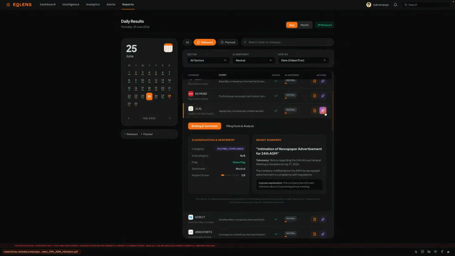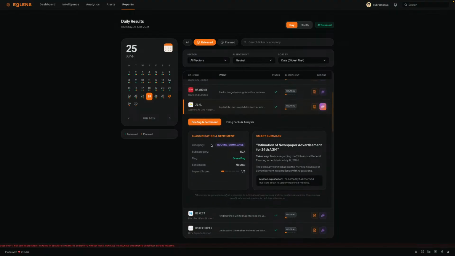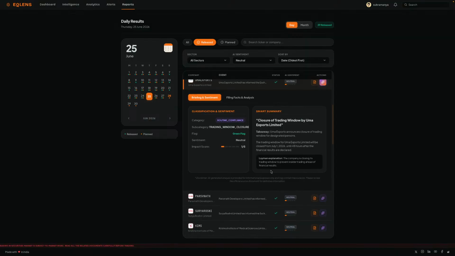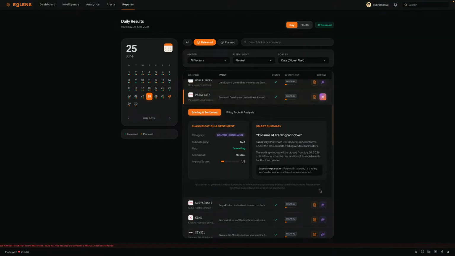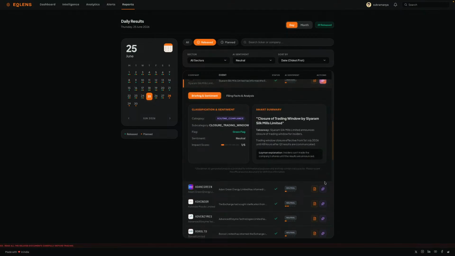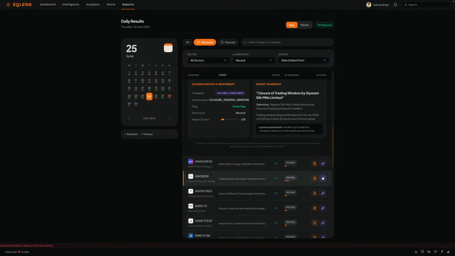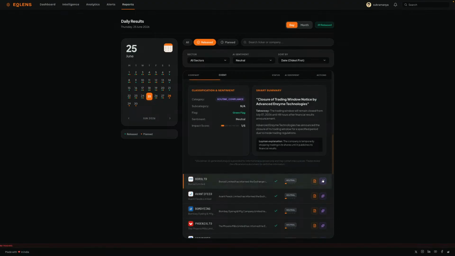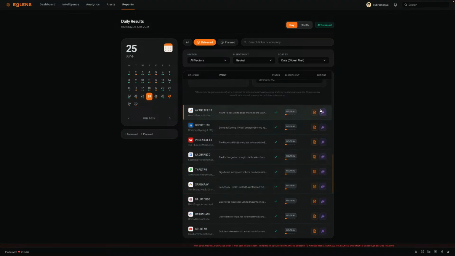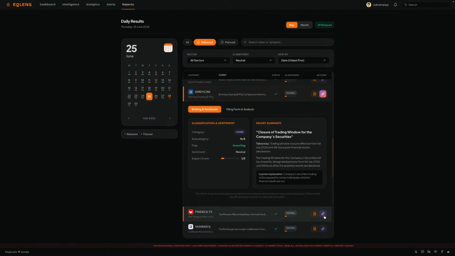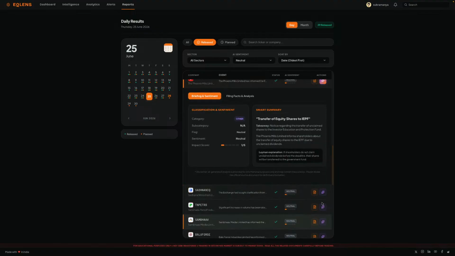Jupiter Lifeline Hospital, intimation of newspaper advertisement for 24th AGM. Routine compliance. Closure of trading window. Serum Silk Mills, proceeding to the 11th general clarification regarding the finance. I think most of these are the same, so I'm just gonna skim through all. And routine others, closure of trading window, transfer of equity share to IEPF.